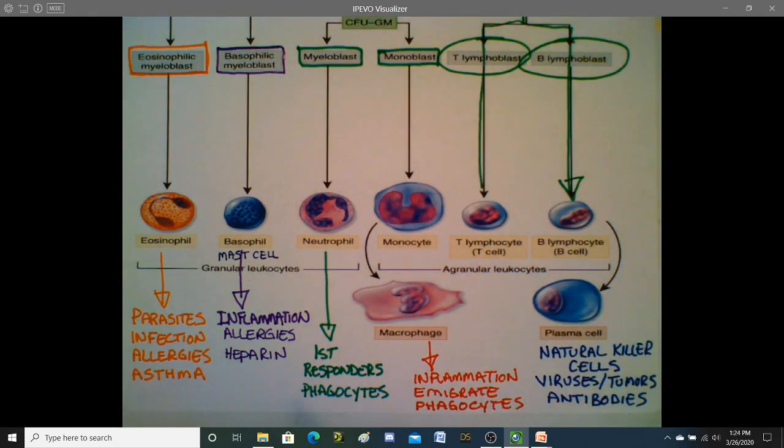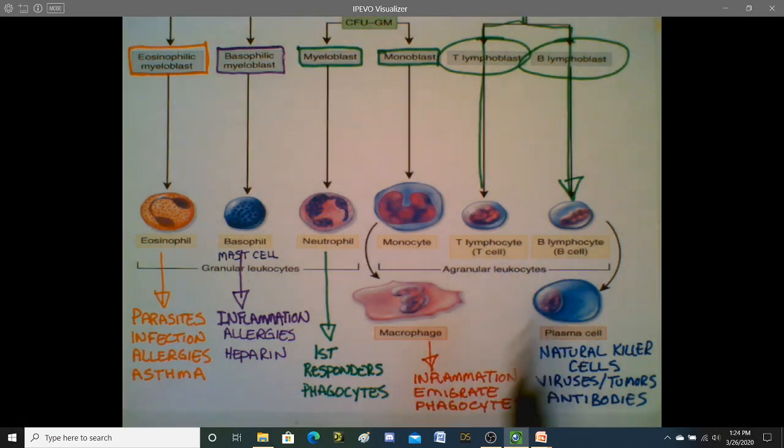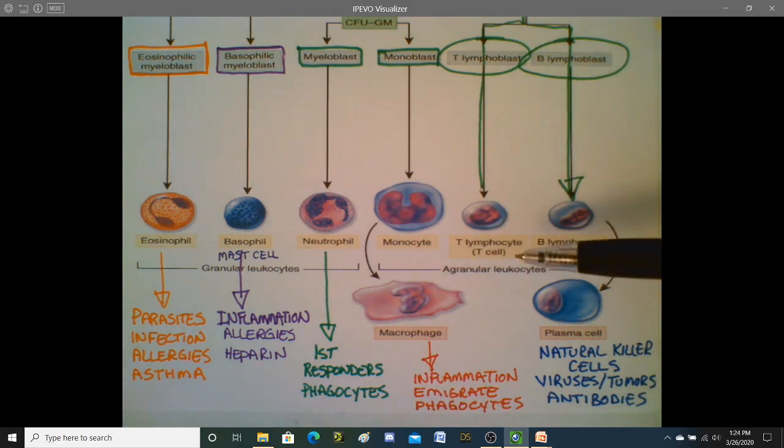Now, the other two, T lymphocytes and B lymphocytes, I'm just going to make this very simple, because when you go into your next class in A&P2, you're going to learn a lot of specifics about these two. When I say T lymphocyte cells, this is a group of cells. There's actually a bunch of these types of T lymphocytes. We have natural killer cells, cytotoxic T cells, T helper cells, T memory cells. So this is really a group of cells.